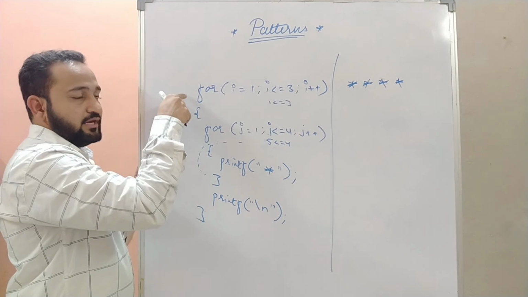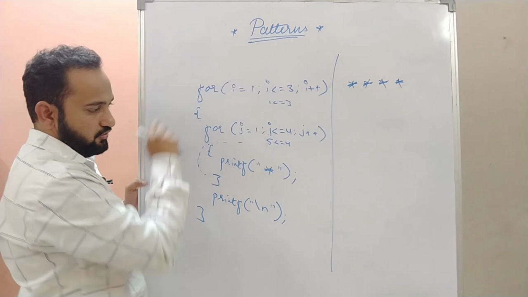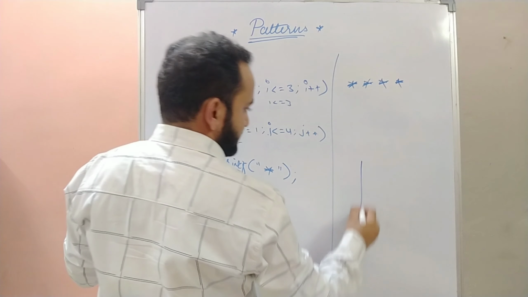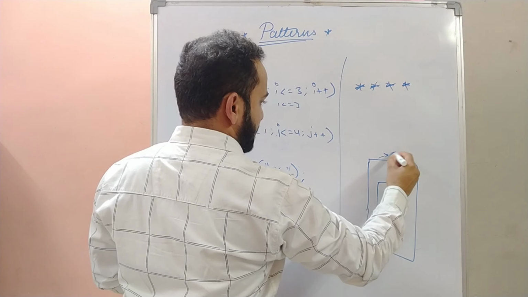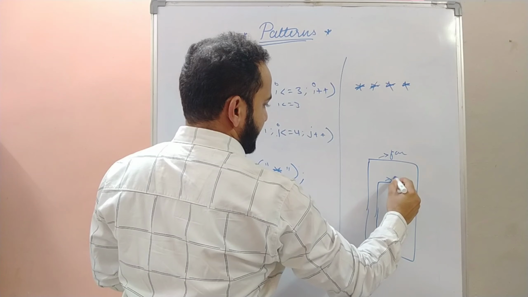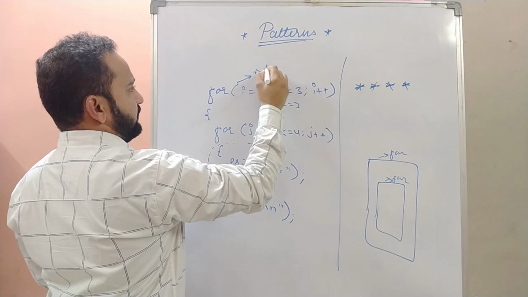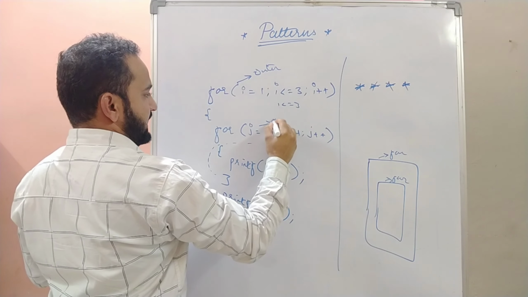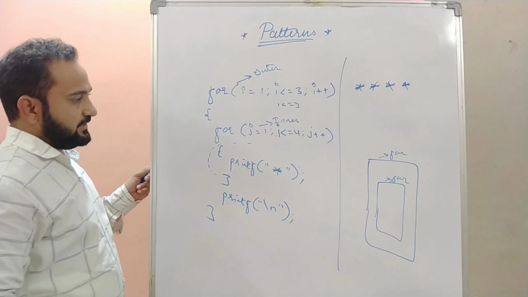It is still there in the outside for loop. Let me draw that box. One more box. This box is for the outer for loop and this one for the inner for loop. We will be calling this the outer for loop, and this one the inner for loop. Okay, now let's see.